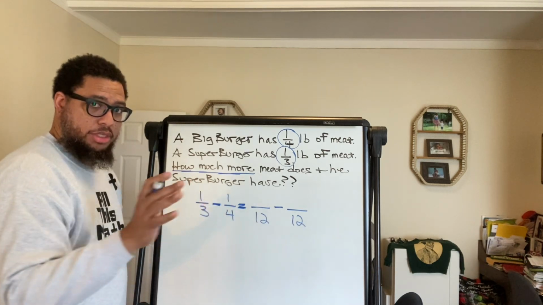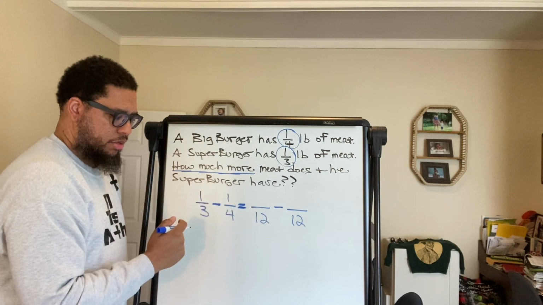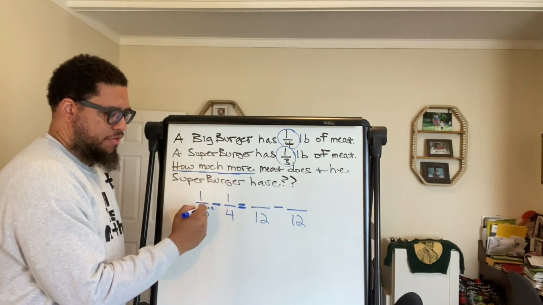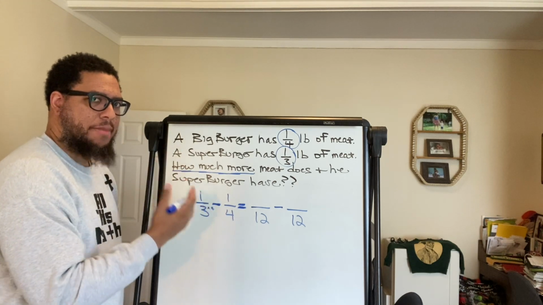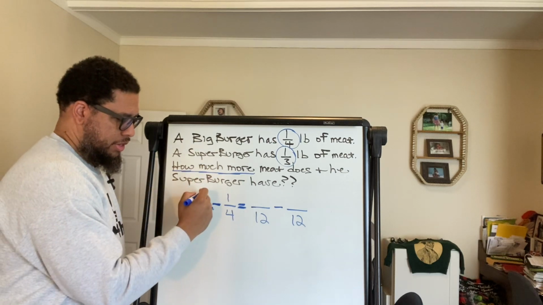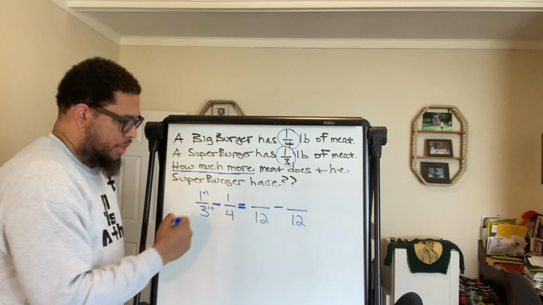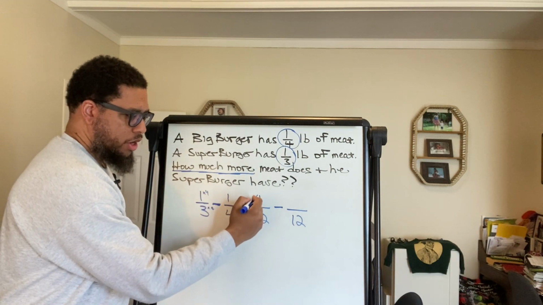Now, this is how you figure out what the new number should be. 3 times what will give me 12? Oh, 4. Now look, if I multiply by 4 on the bottom, what do you think I'm going to do up top? Multiply by the same thing. Exactly. So look, 3 times 4 is 12, and 1 times 4 is 4.